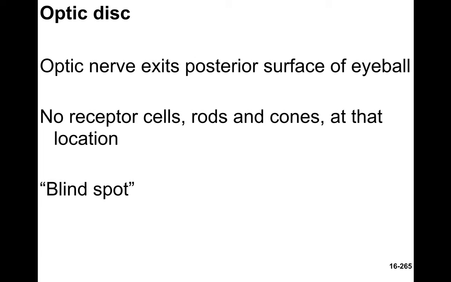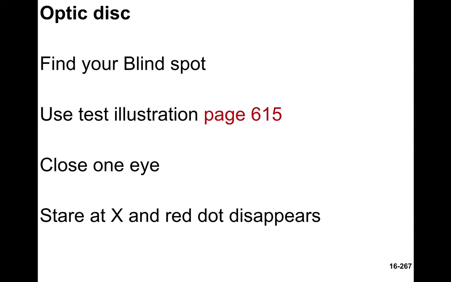The optic disc is right in front of where the optic nerve exits the posterior surface of the eyeball. There are no receptor cells there, so no rods, no cones, so technically it's a blind spot. You can actually find your blind spot using the test illustration in your textbook on page 615, or roughly thereabout.